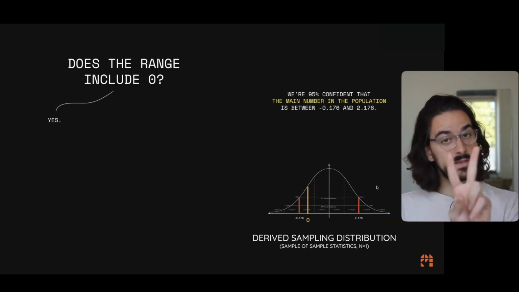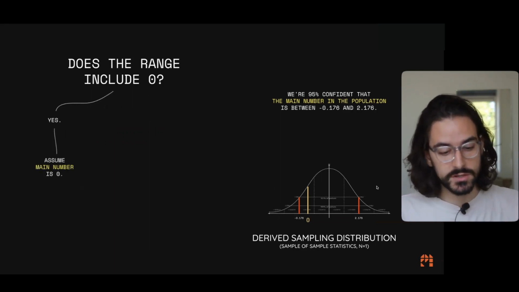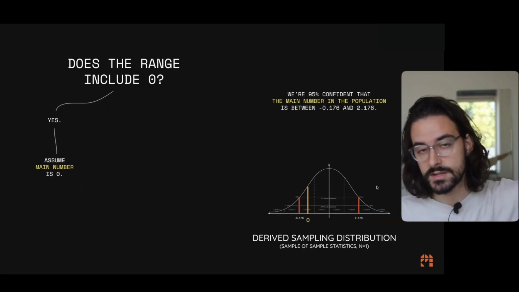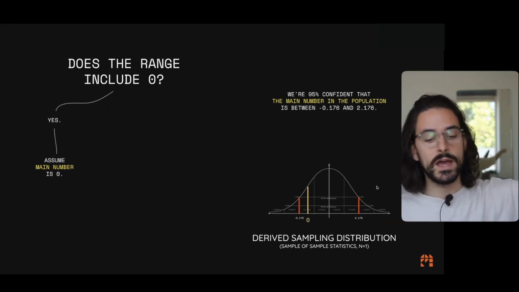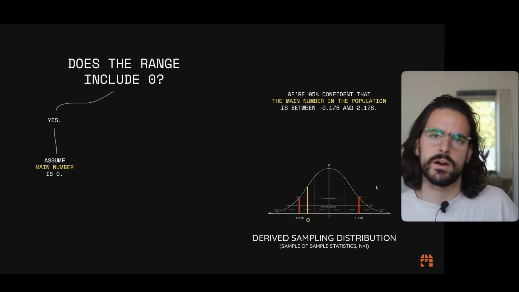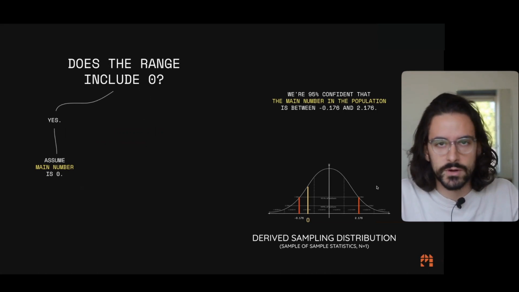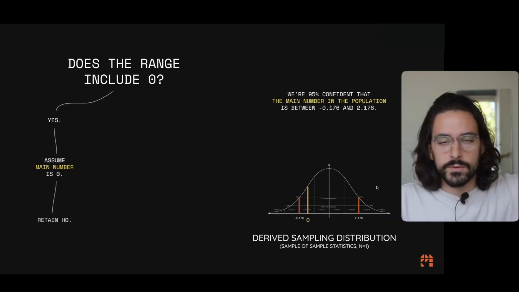Okay, so this is a binary choice. Does the range include 0? Yes. So we're going to assume that the mean number in the population is 0. Why? Because there's a solid chance that it's 0. There's a pretty big chance that it's 0. So we're just going to assume that it's 0. We're going to be conservative here, and we're going to retain the null hypothesis.